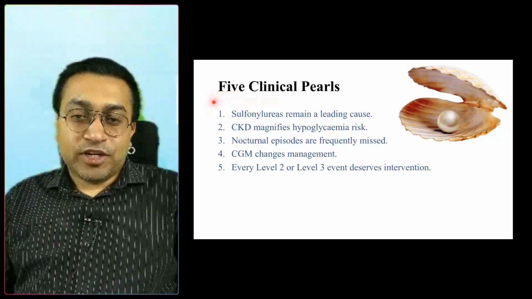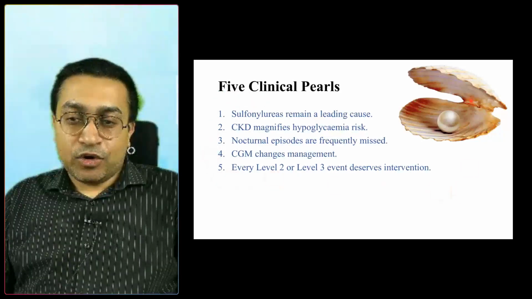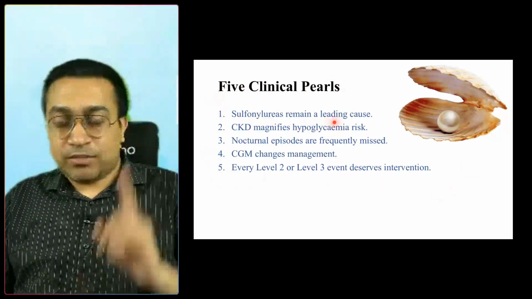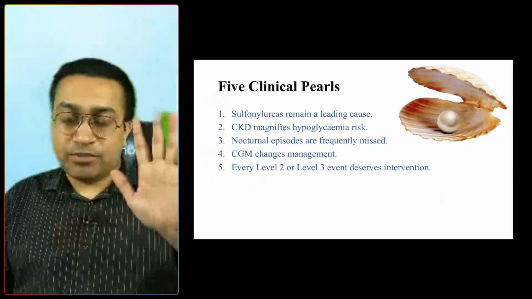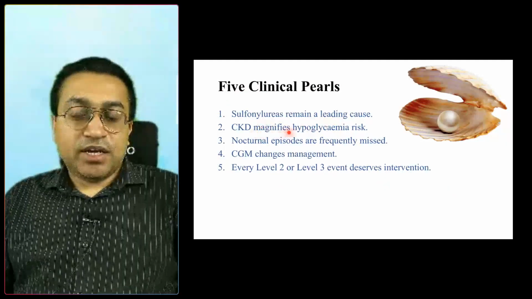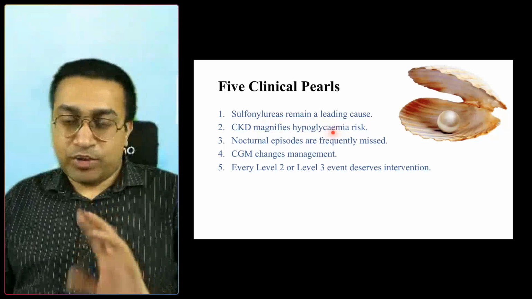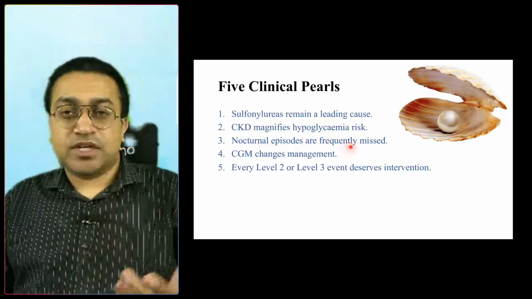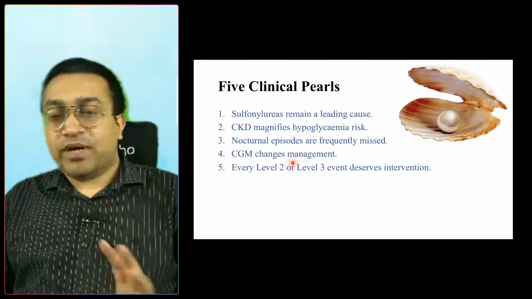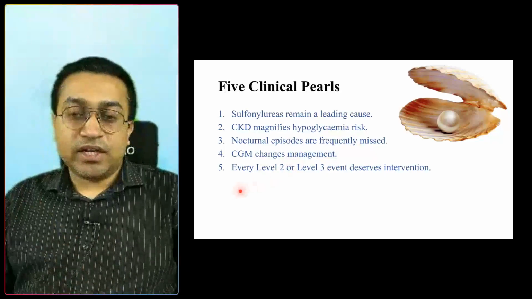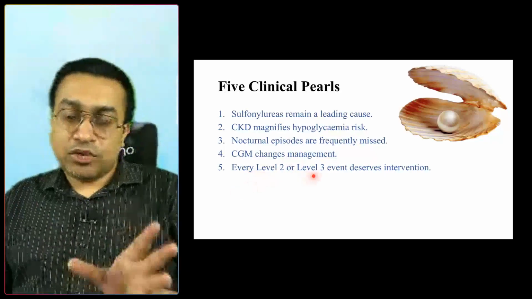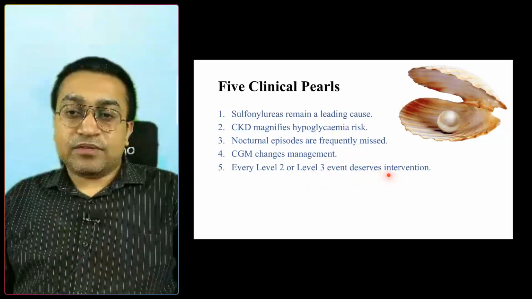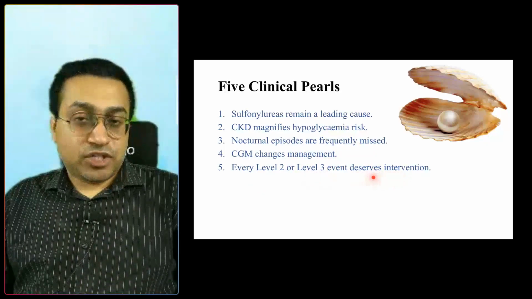So 5 clinical pearls which you can find, all doctors can agree with me. Sulfonylureas remain a leading cause, number one. These are the take-home 5 clinical pearls which you have to remember. CKD magnifies the hypoglycemia risk. I hope everyone will agree. Nocturnal episodes are frequently missed. We have discussed in detail. CGM changes the management. That also we have discussed in detail. Every level 2, level 3 hypoglycemia, I think now you know levels 1, 2, 3 of hypoglycemia, deserves intervention. Very important.